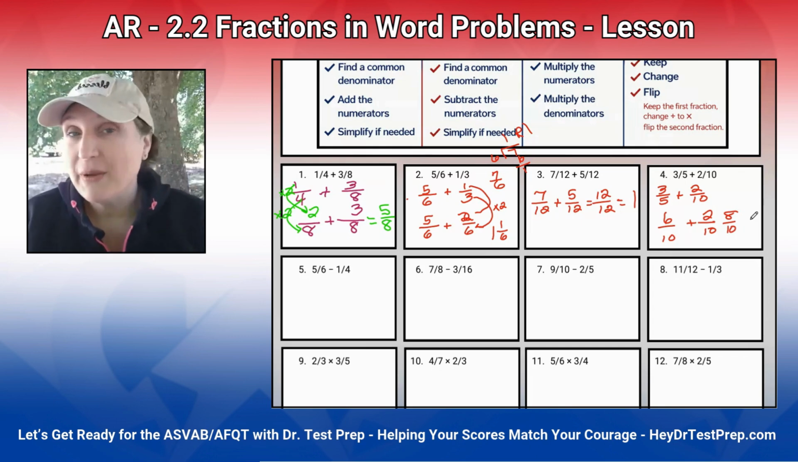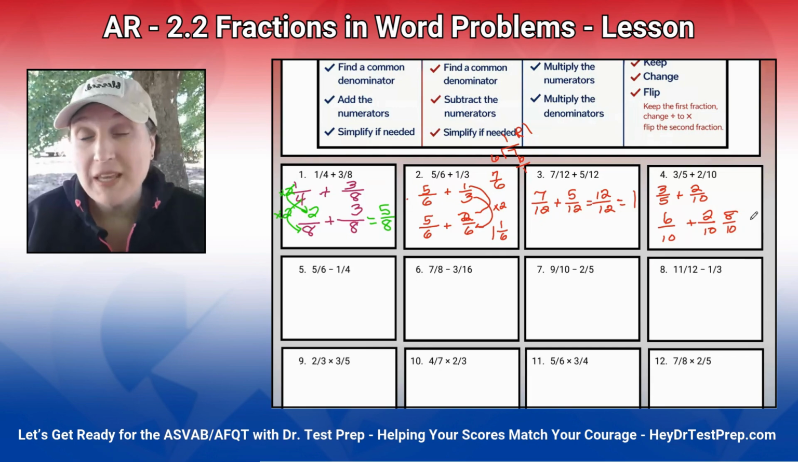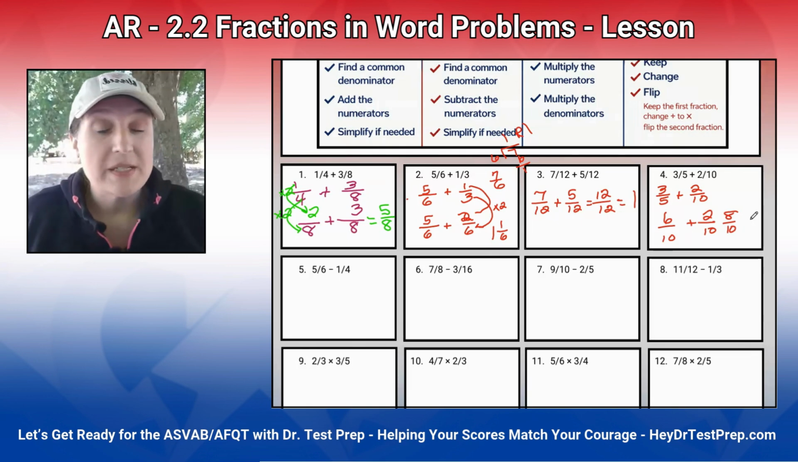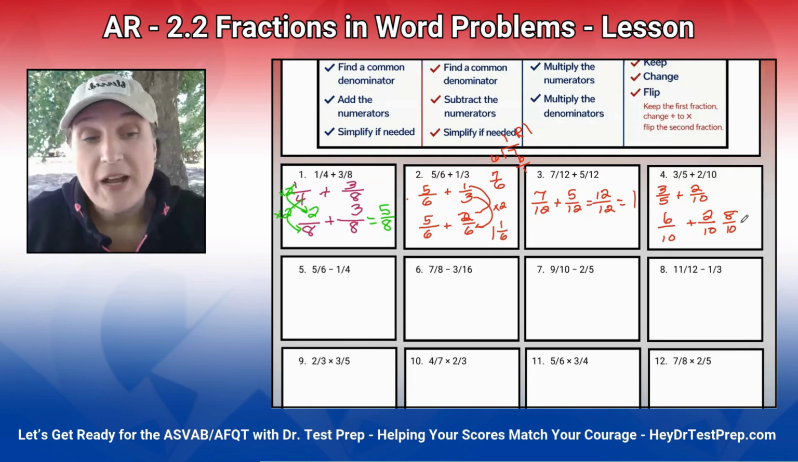And anytime we have an even number, like if the answer was 8/10 on the ASVAB as part of a word problem, you probably wouldn't see that as an answer choice. So you have to learn how to reduce fractions.